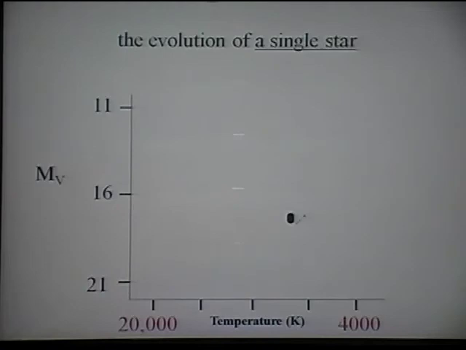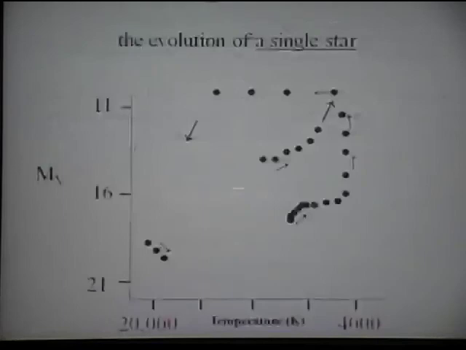It's evolved off the main sequence, it's become a giant, and then a supergiant, and then it goes to this horizontal branch, and then it goes back up the asymptotic giant branch, and then it becomes a planetary nebula, and then it becomes a white dwarf. That's the evolution of a single star. All right? That's what a star will do.